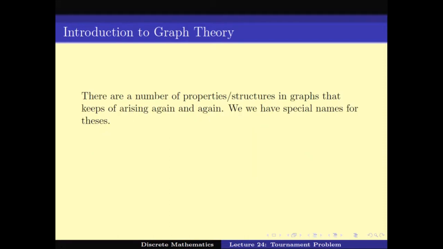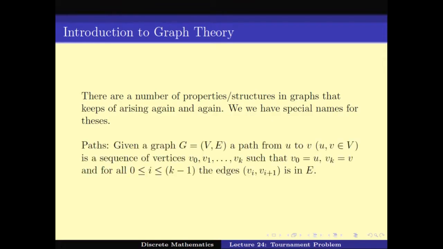So as an introduction to graph theory, there are various properties and structures that keep arising again and again. We have special names for these kinds of structures or properties, and we would like to study them. So here is one of them. It's called a path. So given a graph, a path from u to v is a sequence of vertices v0 to vk, k can be any number, such that the first one is u, the last one is v, and for all i there must be an edge from vi to vi plus 1, or (vi, vi plus 1) is in the edge set. So this is called a path.